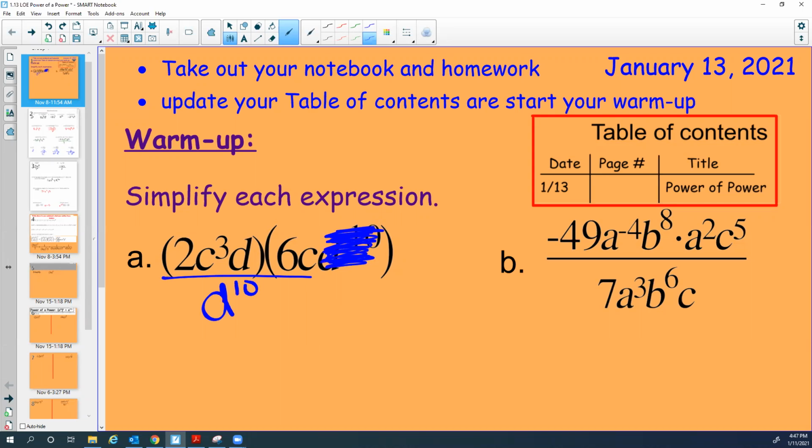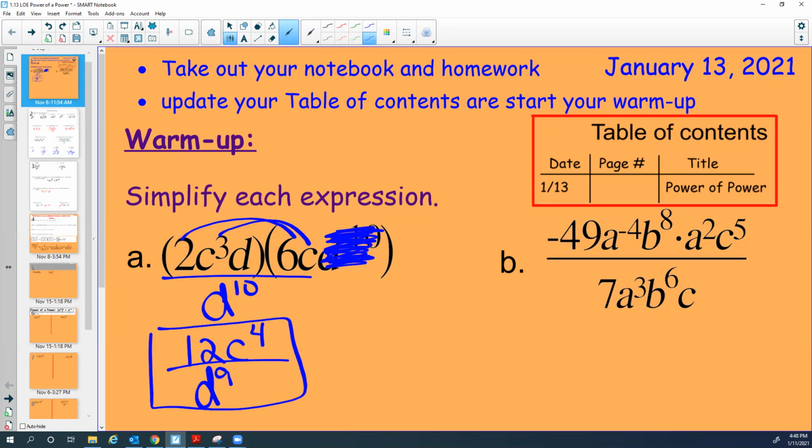All right, now we can go ahead and start simplifying, starting with my coefficients, 2 and 6. They are multiplying, so 2 times 6 is 12. My C's, I have C3 and I have C1. They're multiplying, meaning I need to add the exponents. 3 plus 1 is 4. My D's, on the other hand, I got 1 on top and 1 on the bottom. That means I need to subtract. 1 minus 10 gives me 9, and that means D9 is going to be on the bottom half of the fraction because it would be a negative 9 in that case, making this my final answer.